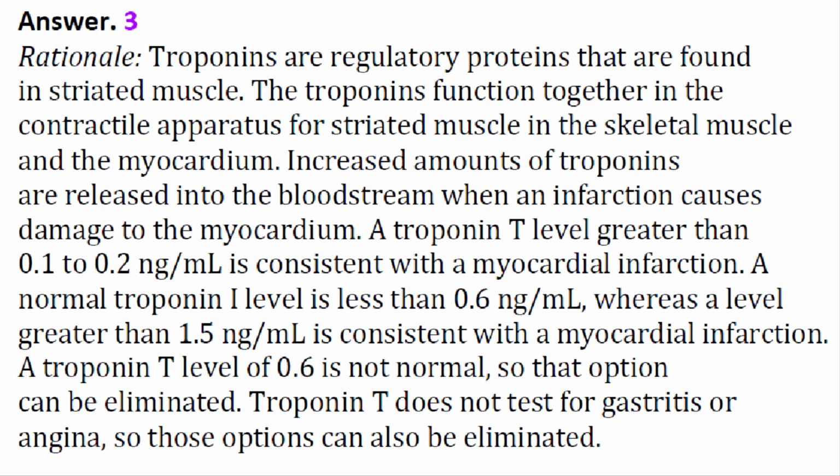A troponin T level of 0.6 is not normal, so that option can be eliminated. Troponin T does not test for gastritis or angina, so those options can also be eliminated.